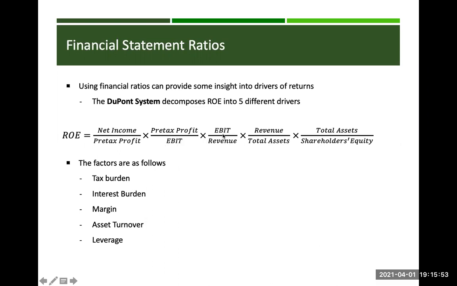This last one is a measure of margin. How profitable is your business? EBIT, or operating margin, divided by revenue. Asset turnover. Are you in an asset-intensive, capital-intensive industry, like airlines, like manufacturing, like airplane manufacturing and defense? This last one is leverage. How much have you leveraged your equity?